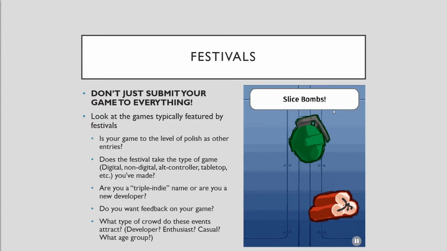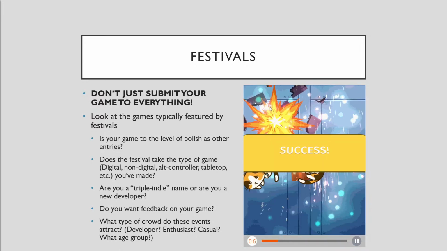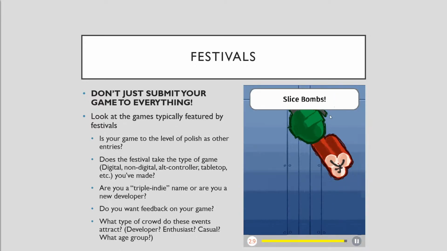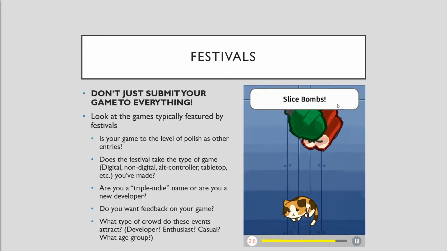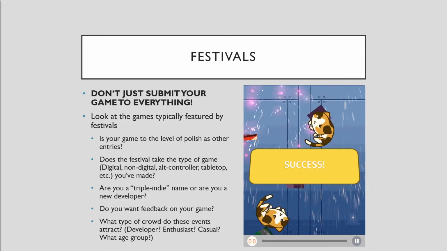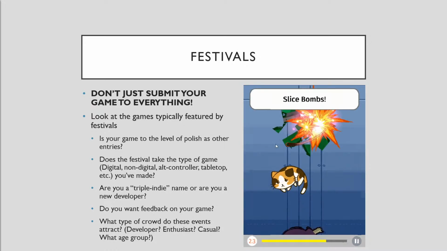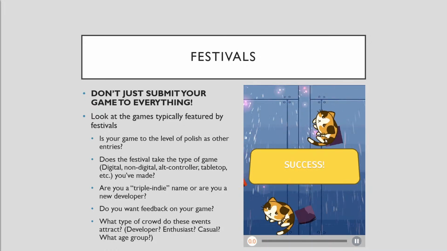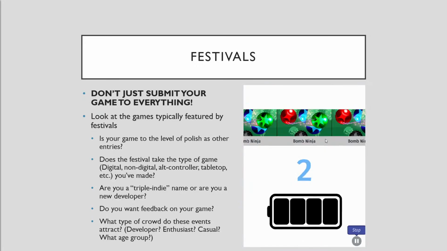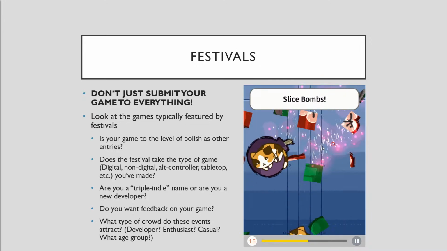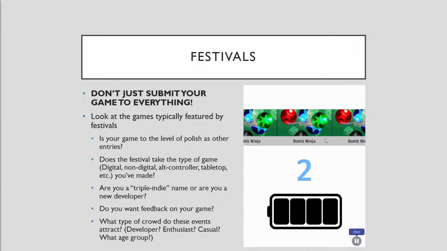And then the other thing to think about is what kind of crowd do they attract? This is really important because you want to think about what your goal is. Do you want to get feedback? If so, you want to get feedback from your audience. You want to go to where your audience is, and you don't want to just go anywhere there are people.